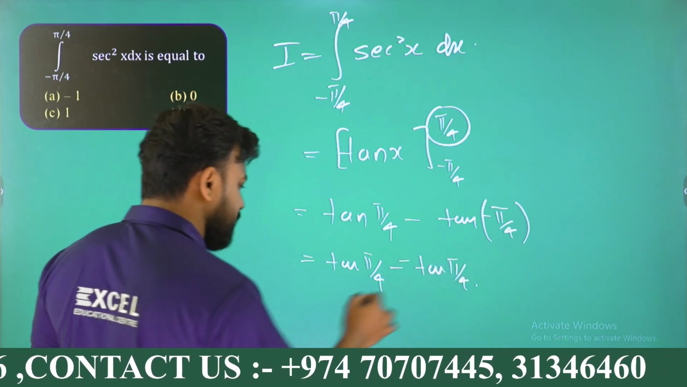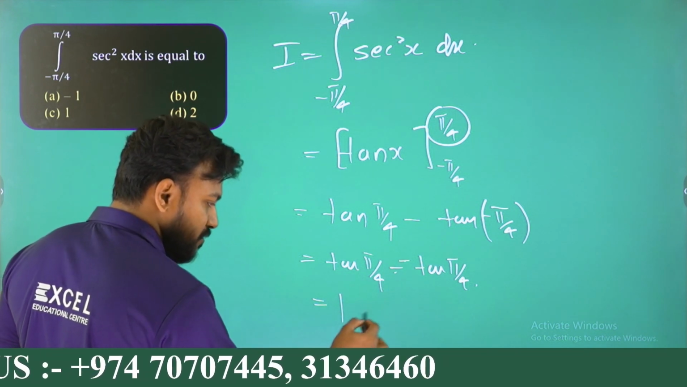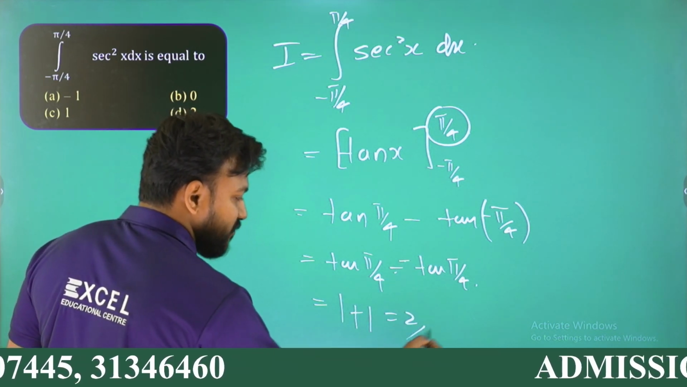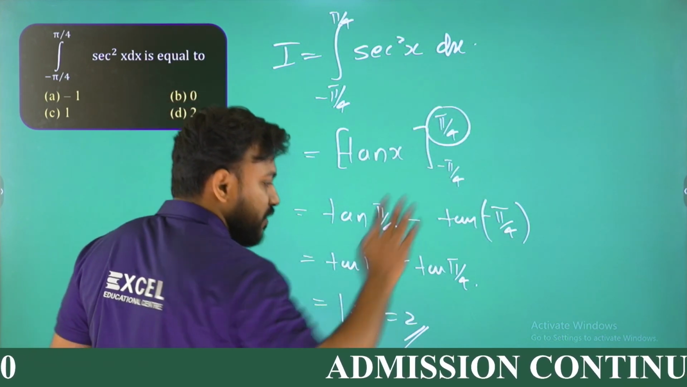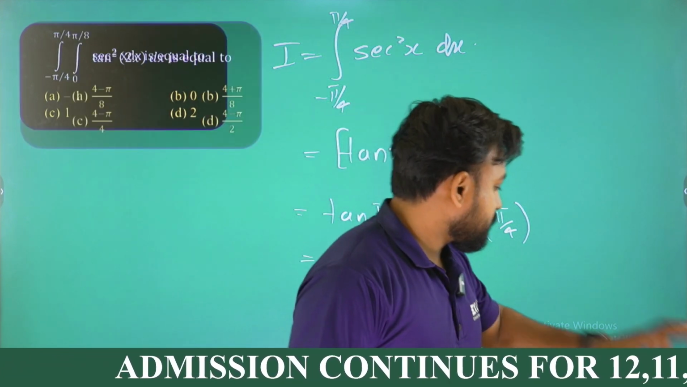Or you can directly apply the value, 1 minus minus 1. So tan pi by 4 is what? 1. Minus times minus will become plus. Tan pi by 4 is 1. Then your answer will be 2. So always apply the upper limit first, then the lower limit. Okay, that is the fundamental theorem of calculus.